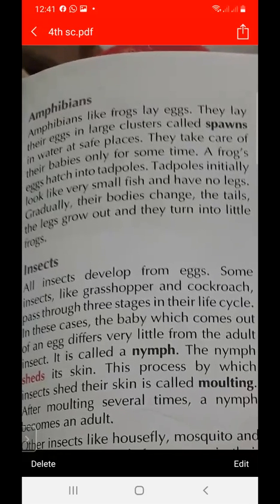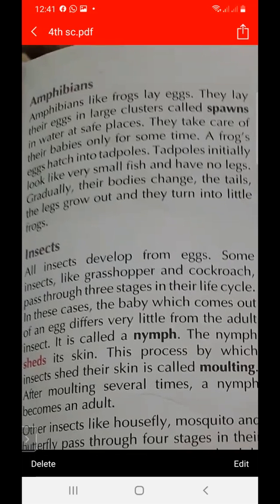And how do they take care of their babies? They take care of their babies for some time. And when the frog egg hatches, it will convert into a tadpole. These tadpoles look like small fish, and then their legs grow, and then they will change into a little frog.